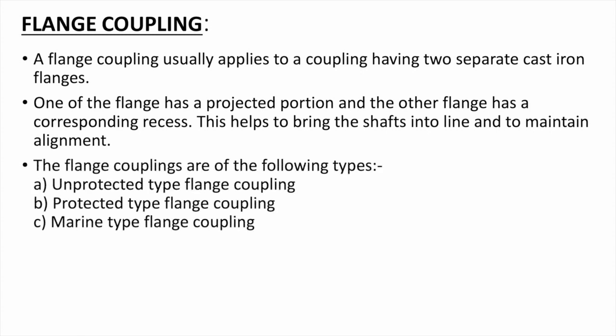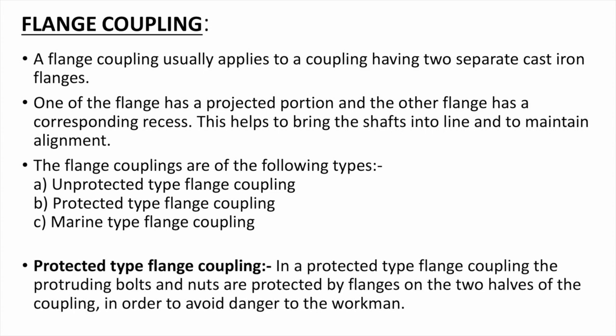There are three types of flange couplings. Those are unprotected, protected and marine type flange couplings. We'll learn only the design of protected type flange coupling. In protected type flange coupling, the bolts and nuts are protected by the flanges on two halves of the coupling to avoid danger to the workman. Now let's see an application of coupling.